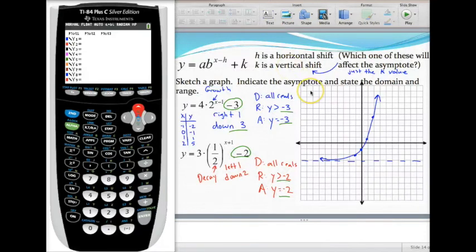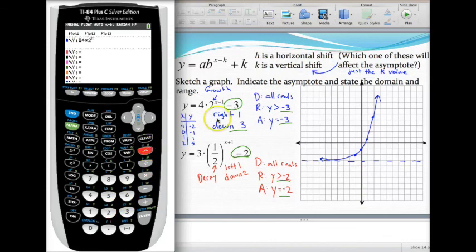So we've just taken a look at how to graph these by hand, and we talked about the k value representing our vertical shift and affecting our asymptote. Let me show you a couple things on the calculator. So I want to get this equation typed in for starters. So let's do 4 times 2, and then I want to raise this to.